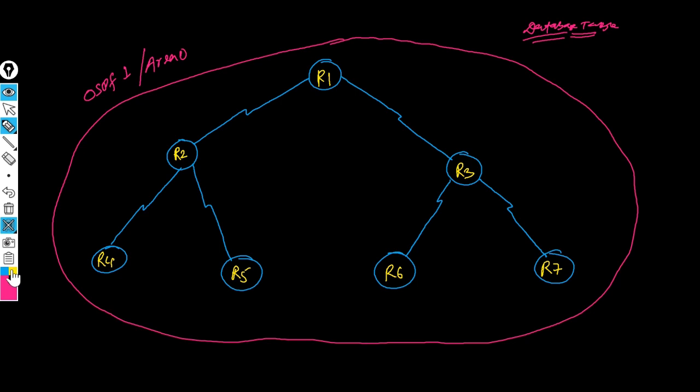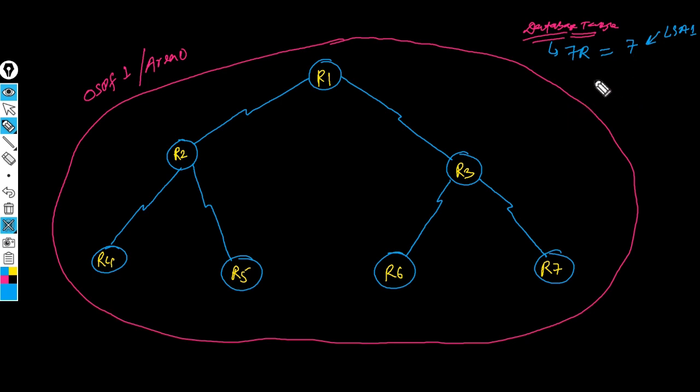Within one area, the database table the routers maintain completely depends upon the number of routers. Say for example, right now I have 1, 2, 3, 4, 5, 6, 7, these 7 routers. In the sense, I will have the number of entries in the database table as 7. Basically, these are LSA1, link state advertisements, and the number of LSAs is 7.